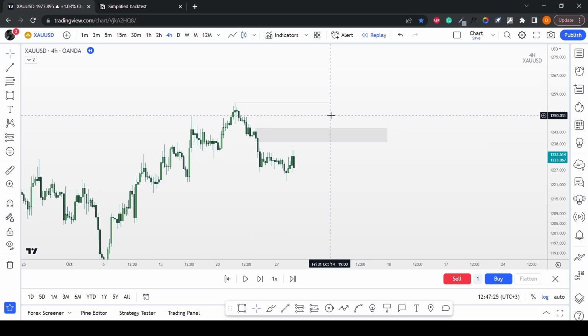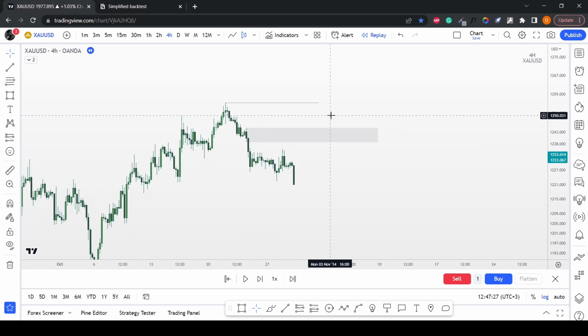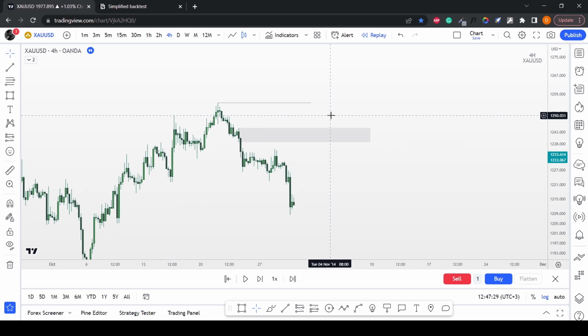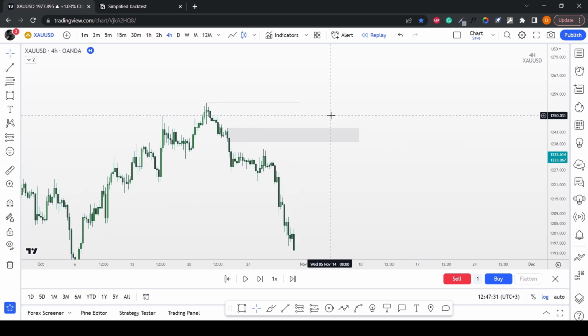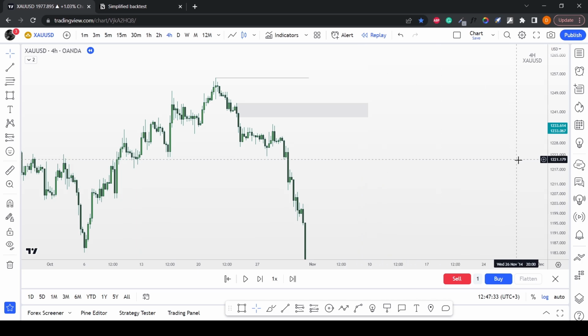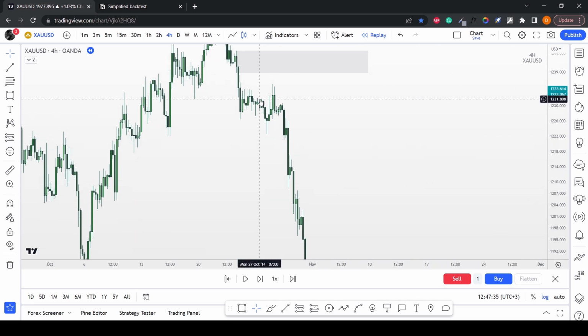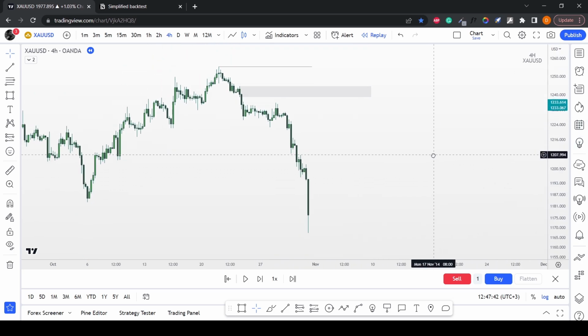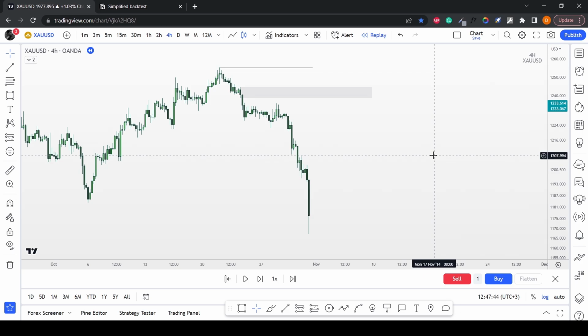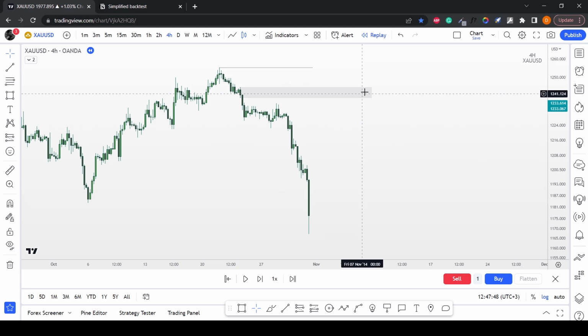Okay, so maybe we will have a tap. But we don't. What happens? The price is just pushing to the downside. So it created this push, took out these highs, and then created this push to the downside, which would be a really, really nice trade. But unfortunately it missed, and on this time frame there was no entry possibility for me.